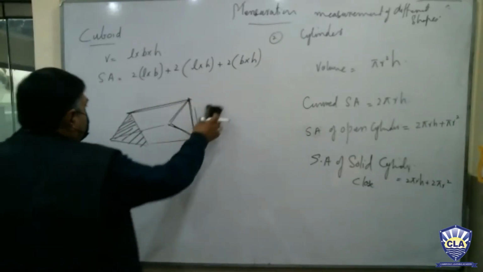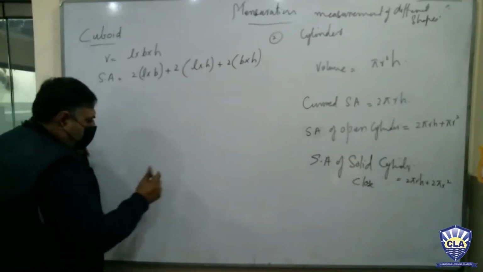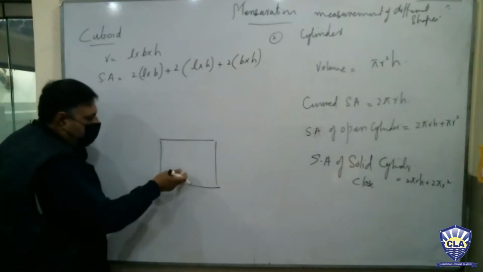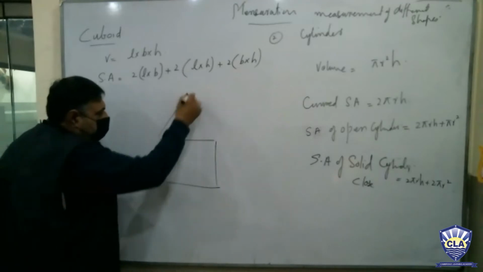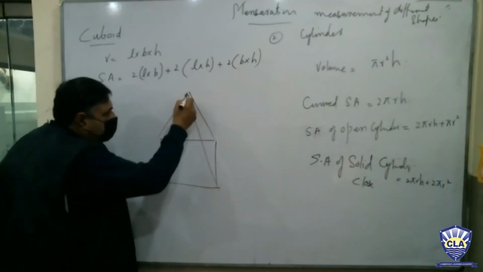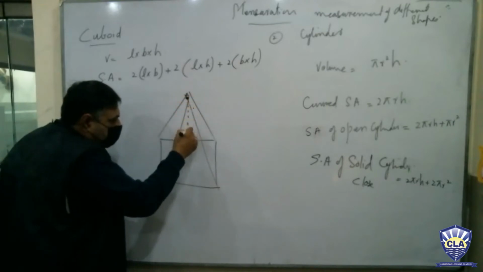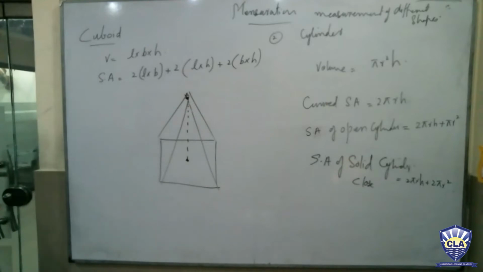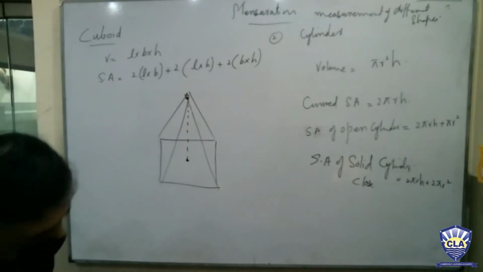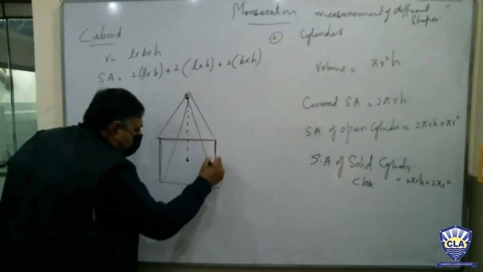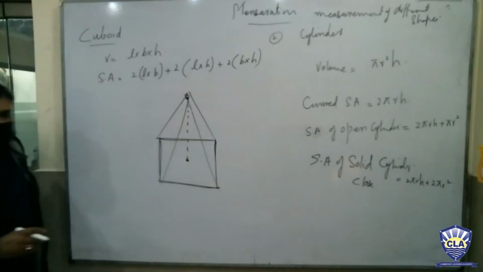Now, a pyramid having a square base and a vertical height. It is the vertical height from the center. It is the pyramid. Base, and how many triangles? Four triangles.